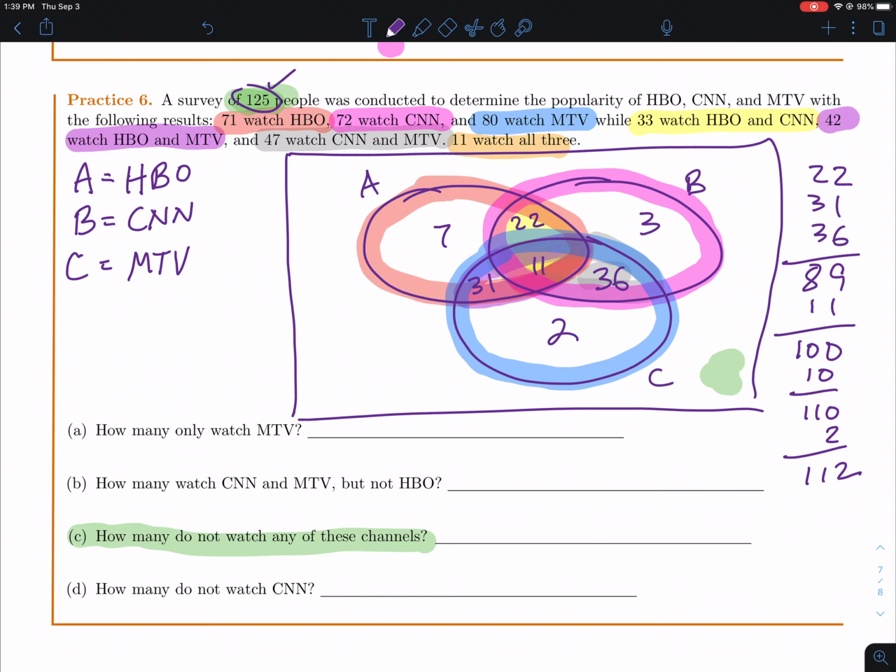But again, if we go back and look, we're supposed to have 125 people that were surveyed. So we don't just throw them out. They still have to go somewhere. So they're going to go where I highlighted green. They're going to go out in that universal set. So let's take 125 minus 112. And it looks like there's 13 people that didn't watch any of the 3 channels. So we'll plug those guys in there.